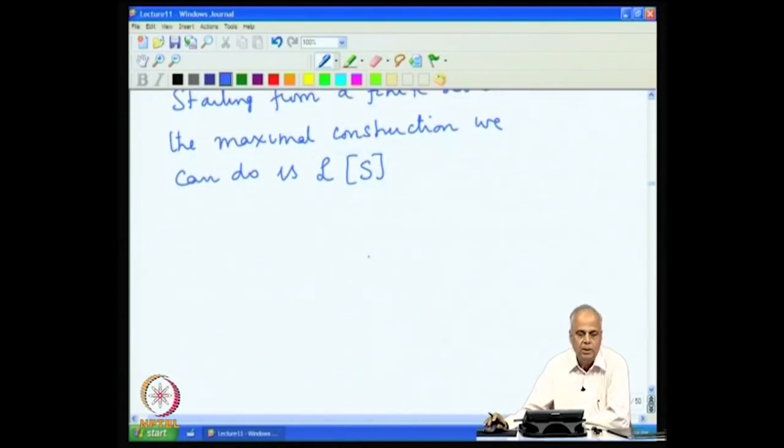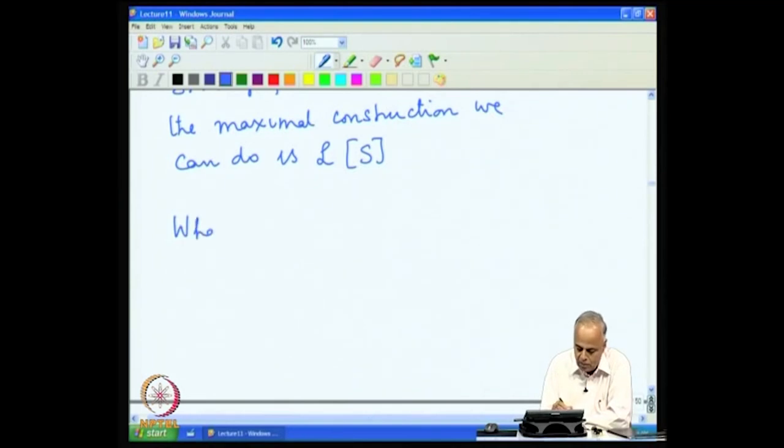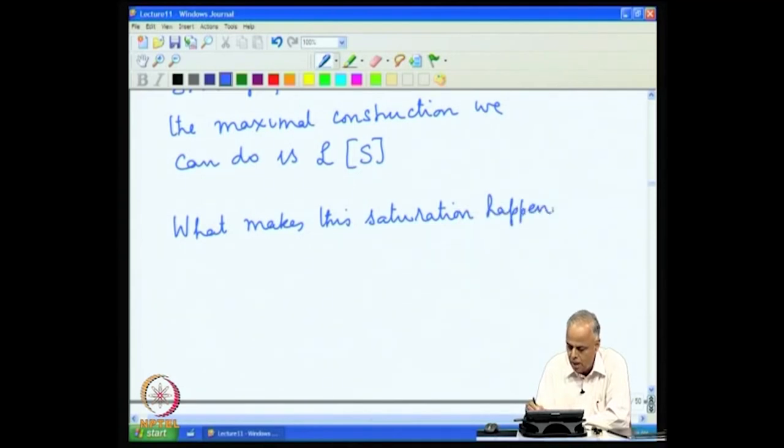The reason was the construction got saturated. What makes this saturation happen? If you try to construct, the only things that we will do, again I repeat, are addition and scalar multiplication. But if you take any two vectors in LS and try to add them, you are going to get a vector back in LS, because a linear combination plus a linear combination is again a linear combination. Similarly, if you take a vector in LS and scalar multiply it, again it is going to be in LS. So, these two basic construction operations do not take you outside LS at all, and therefore you are always in LS.